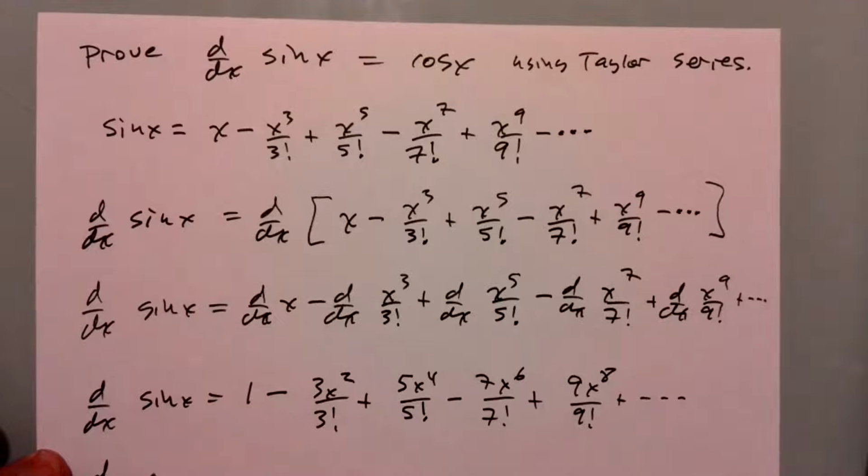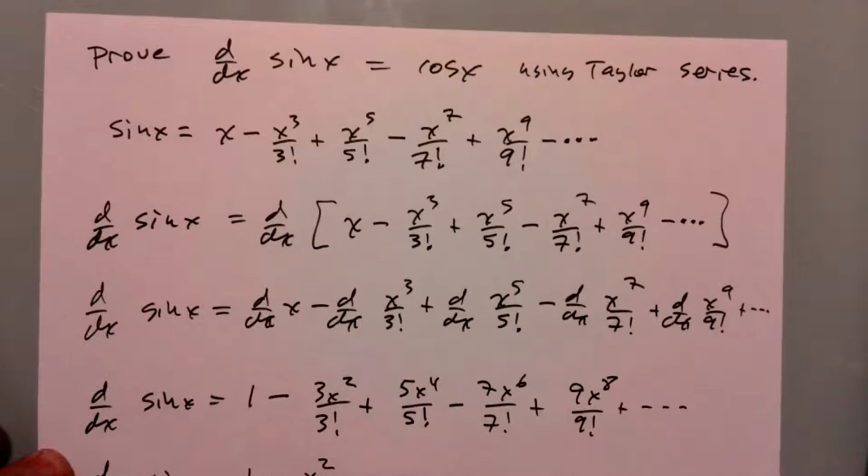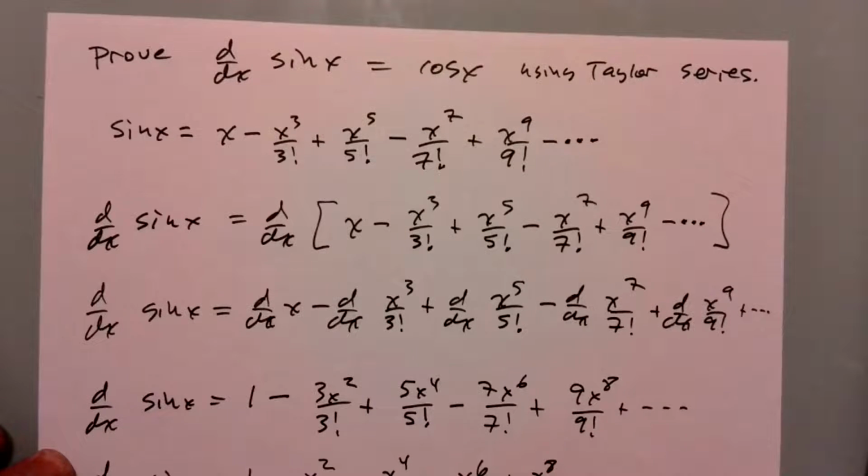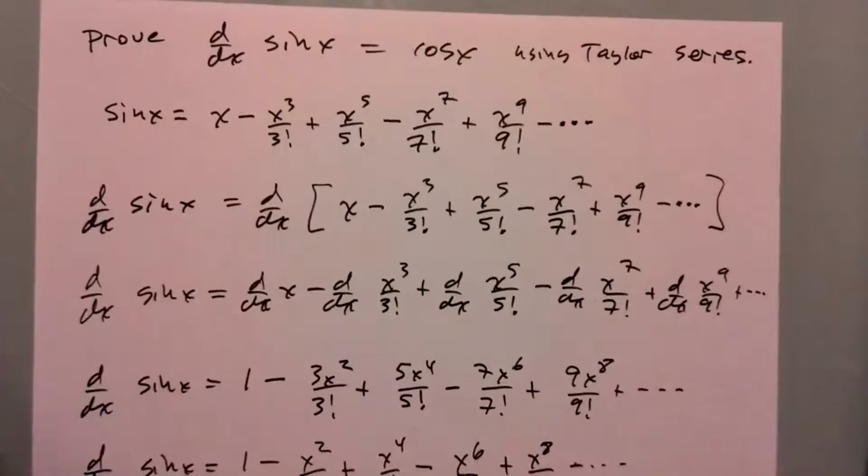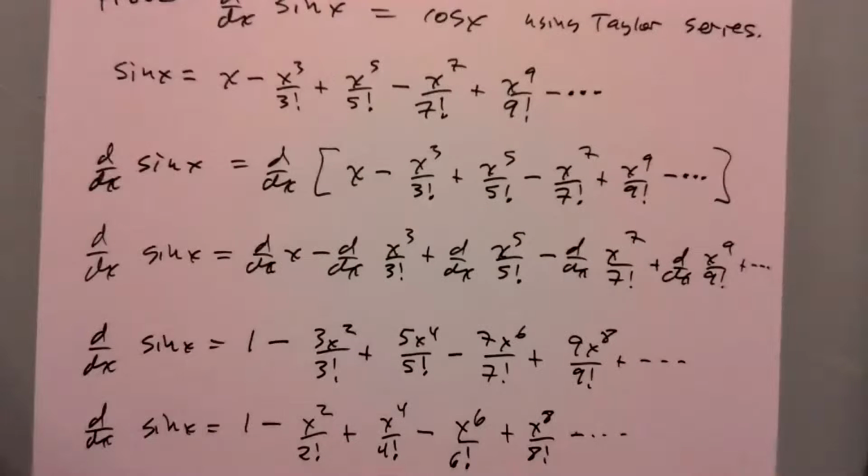So the derivative of sine x is 1 minus x squared over 2 factorial plus x to the 4th over 4 factorial minus x to the 6th over 6 factorial plus x to the 8th over 8 factorial. Well, what is that? That, of course, is our series for cosine x. So after all of that, we're able to prove then that the derivative of sine x is cosine x.